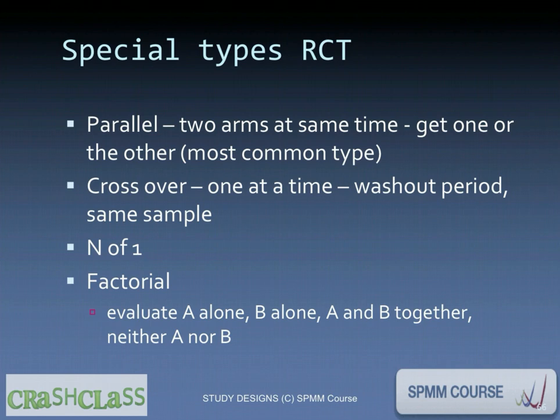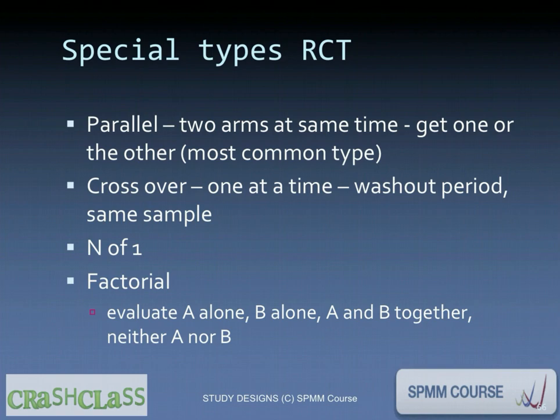In a crossover RCT, you start with two groups, just like a parallel RCT. One group will get the treatment, one group will get the placebo. But after a period of time, you switch the groups over. So whoever got placebo first in phase 1, in phase 2, they will get active treatment. Whoever got active treatment in phase 1 will now get placebo in phase 2. So this kind of crossover makes a trial crossover RCT.